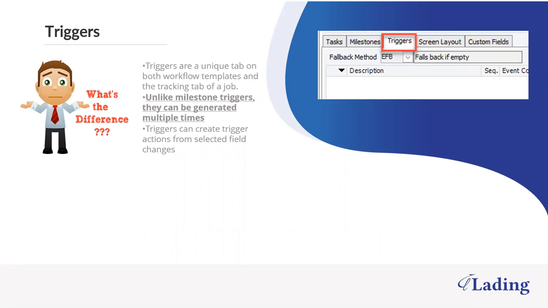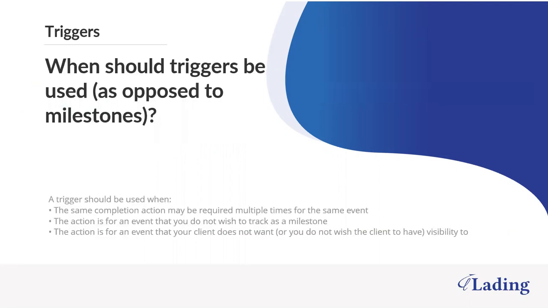Know when to use triggers. Now, do I want to harass somebody if they have not been billed every day until they bill that job? Yeah, that's when I'd use a trigger. Okay, so I think I just said all this. When should triggers be used as opposed to milestones? Triggers should be used when the same action may be required multiple times for the same event. It's an action for an event that you do not wish to track as a milestone.